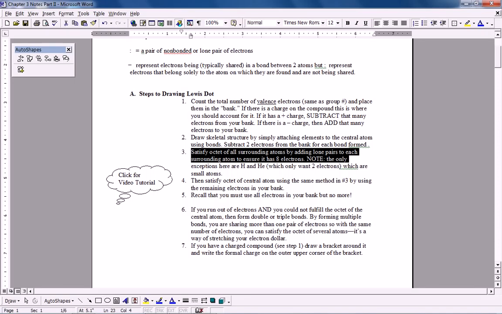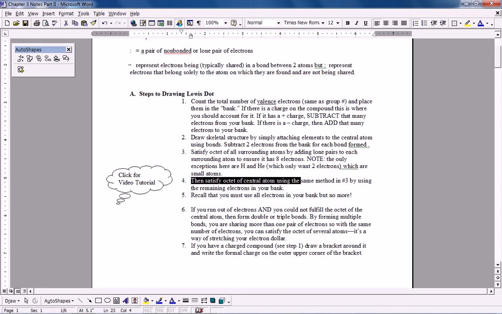Now, here's where the 2 exceptions come into play. The 2 atoms that do not want 8 electrons typically in molecular compounds are hydrogen and helium. So they only want 2 because they're very small. So we won't give them 8. Alright, then we'll move on from the outside surrounding atoms and work our way into the central atom. And in step 4, we'll satisfy the octet of the central atom, again using the same method, and again we'll subtract those out of our bank.